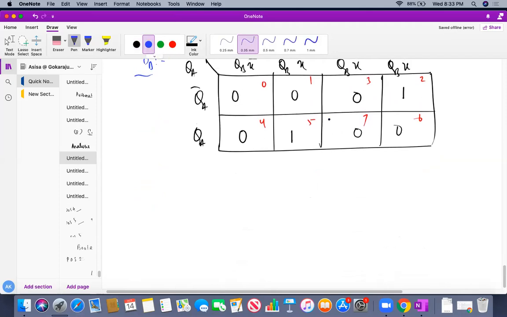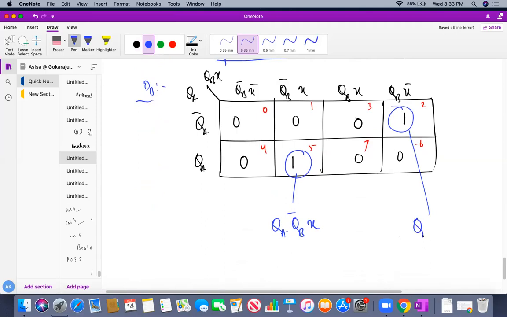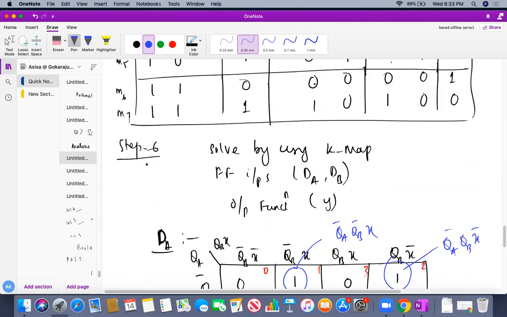How to combine it? Very simple. It's just single terms to combine. This is my QA QB bar X, and this one will get here QA bar QB X bar. Any doubt on this? Next, what we have to find out? We have already found the flip-flop inputs.